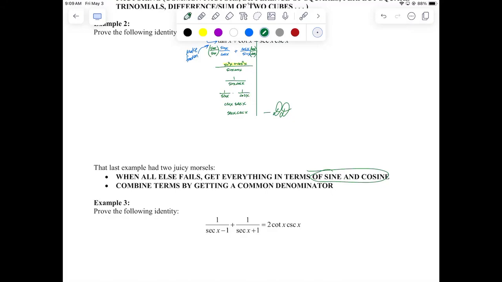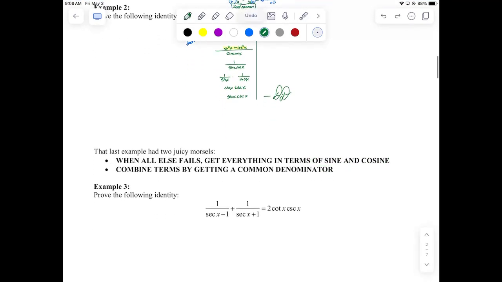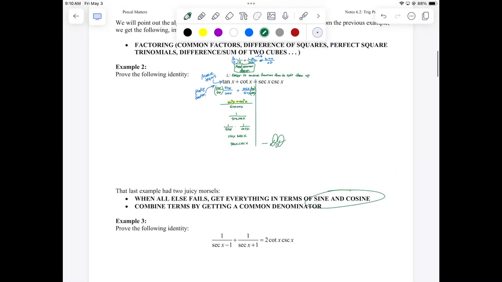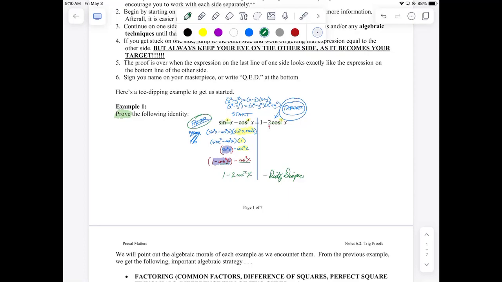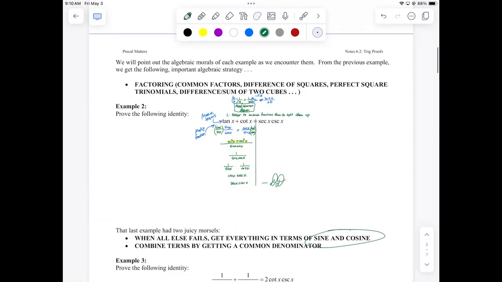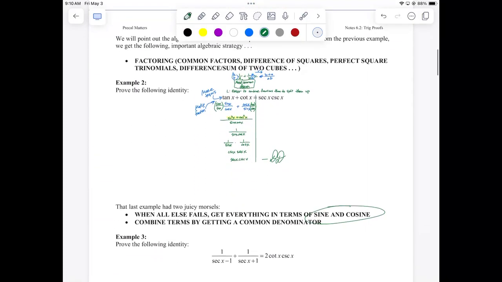So I would wait until everything else fails. If the only insight you have is to put everything in terms of sine and cosine, go for it right away. And of course, combine terms by getting a common denominator. Make fractions. Make fractions, get a common denominator. Start on the side that has more terms. There's a lot that we've gotten out of this one little problem, right? So we've got a couple under our belt. Factor when you can. Start with more terms, make fractions, get a common denominator.